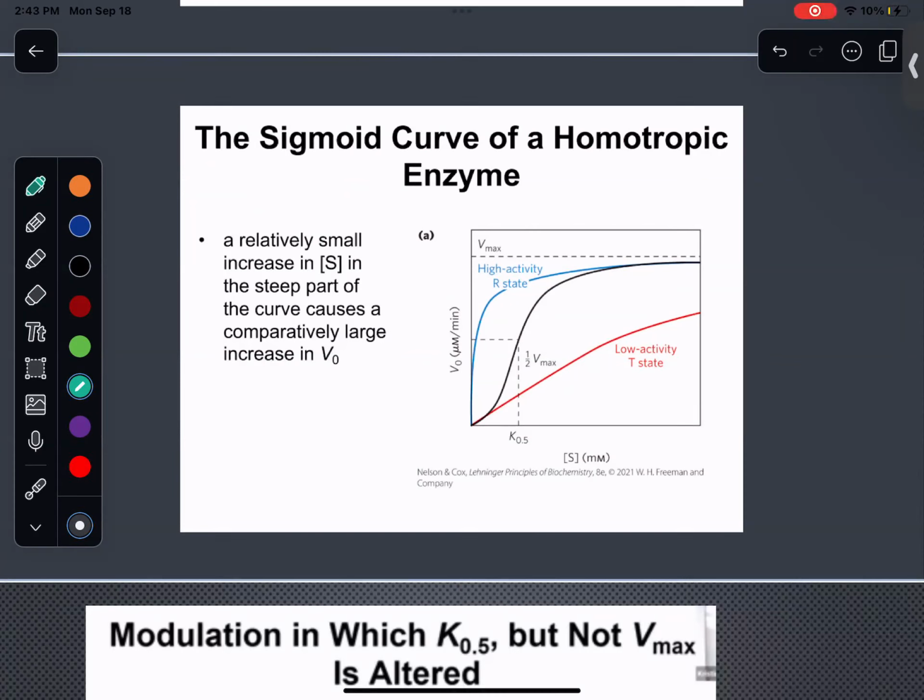Okay, the sigmoid curve. Yes, this is what we just talked about. It might look pretty familiar to you from the hemoglobin lecture, but remember the R state and the T state, the relaxed and the tense state. Believe it or not, in terms of allosteric enzymology, these designations were derived from the work done on hemoglobin. So the more you know about that, the more it'll help you understand what's going on here. And of course, it's important.